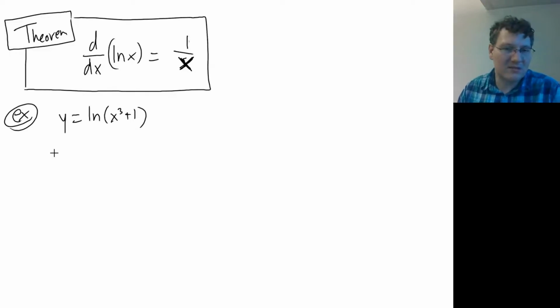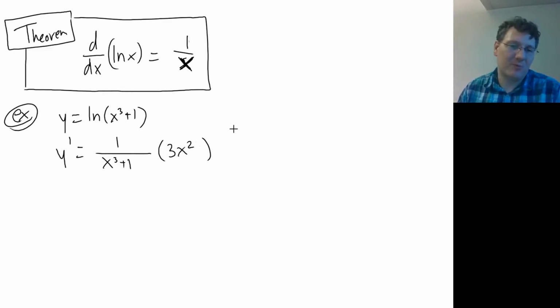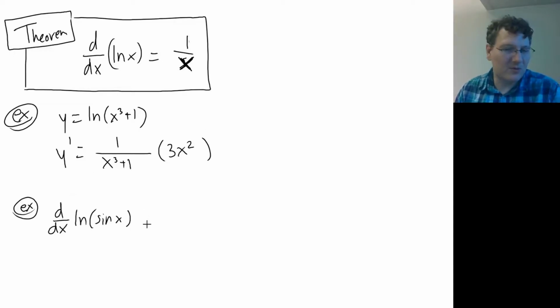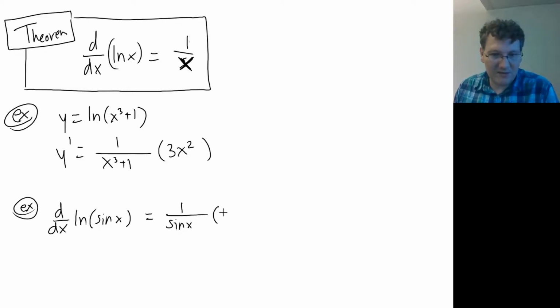Okay, so take y equals natural log of x to the third plus 1. y prime is going to be 1 over x to the third plus 1 times the derivative, which is going to be 3x squared, right? Chain rule. Always remember that chain rule. Okay, so what's the derivative of the natural log of the sine of x? Well, it's going to be 1 over the sine of x times the derivative of sine of x, which is going to be the cosine of x. And that actually is the cotangent of x. Yeah, that's cosine over sine.